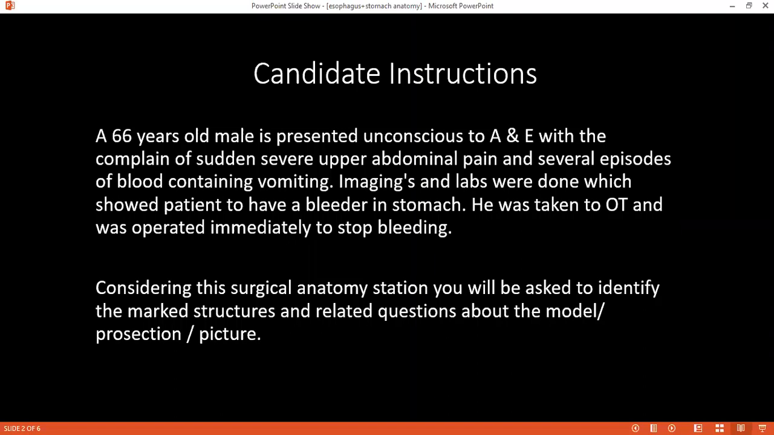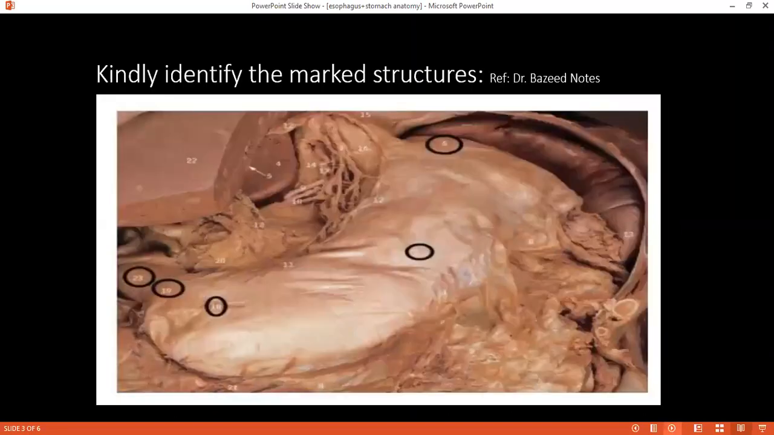Right, so if you have read and understood, considering it's surgical anesthesia, kindly tell me, what are you looking at? This is a gross specimen of stomach and surrounding structures. Okay. Can you please tell me the parts of the stomach? Yes, ma'am. The stomach has cardia, fundus, body, and the pylorus.